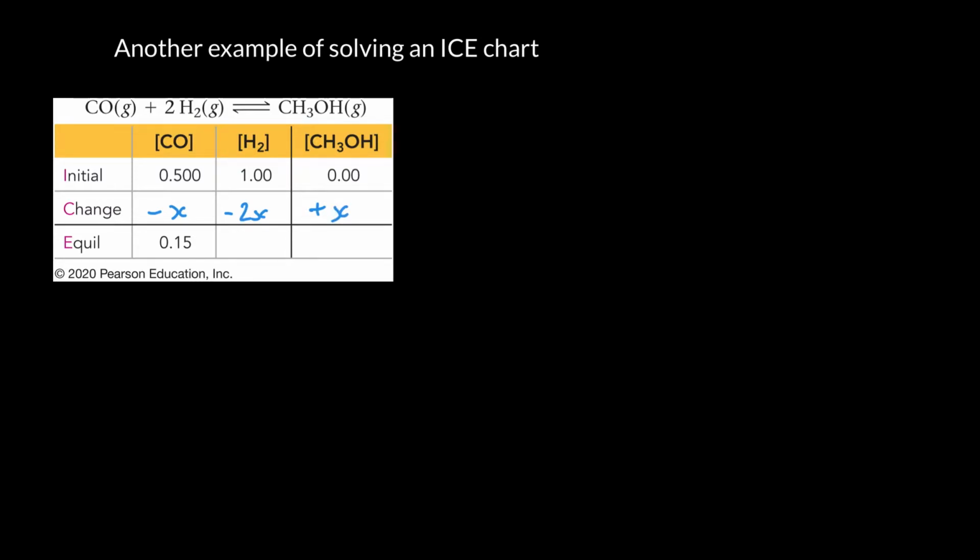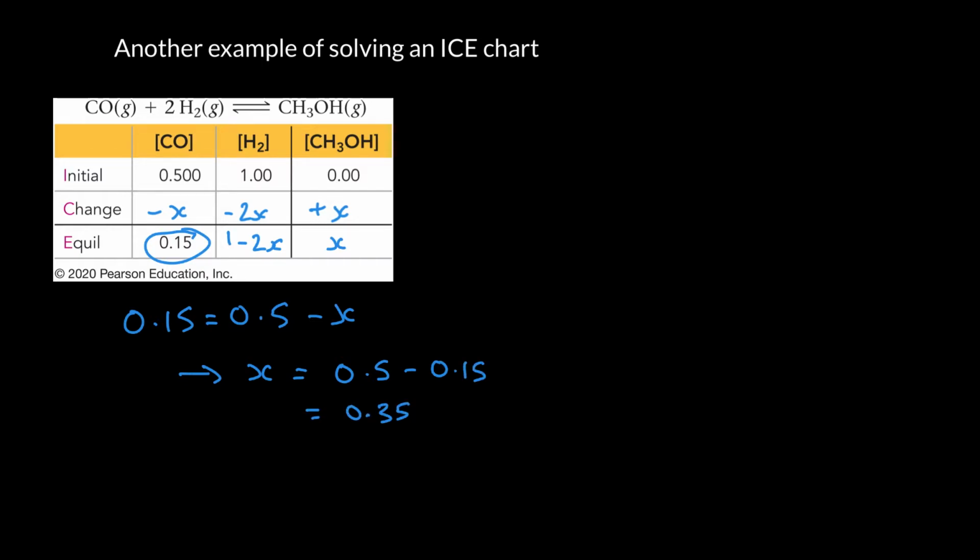That's the secret to these problems, right? We don't know what the change is necessarily, so we write it in terms of a variable x. At equilibrium, we sum the initial and the change, so this would be 1 minus 2x, and this would be x. In this problem we can actually solve for x, because we know that this value 0.15 is supposed to equal the initial value minus the change. To find the change, we rearrange: 0.5 minus 0.15, and that is 0.35. These are concentrations, so I should really write 0.35 moles per liter.